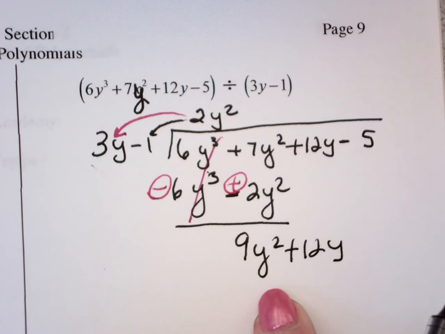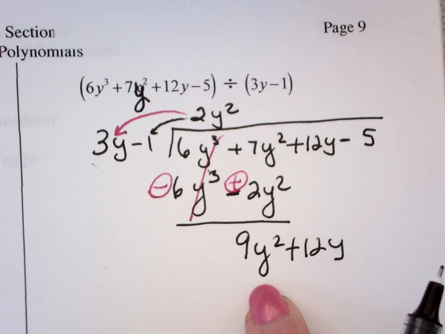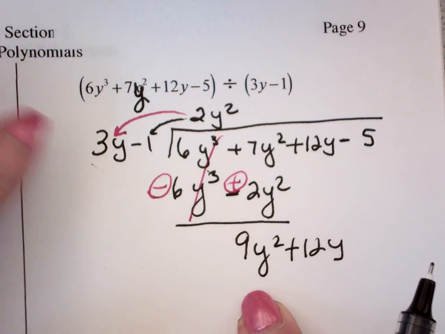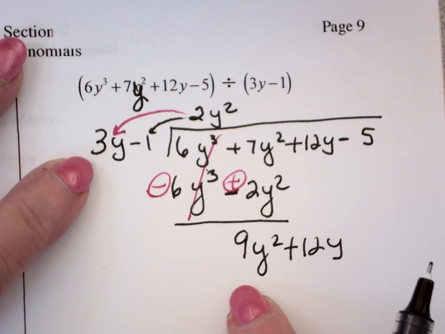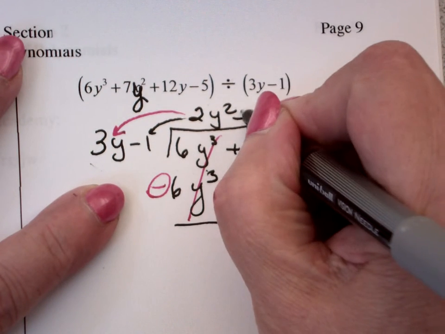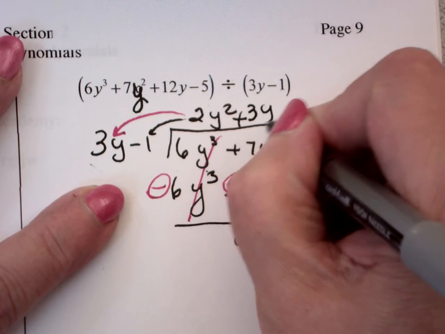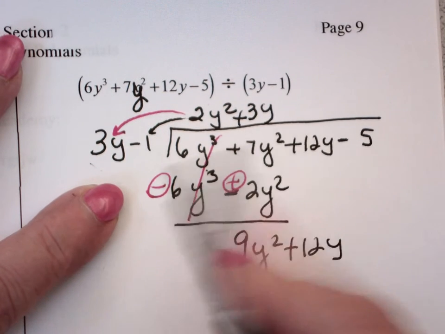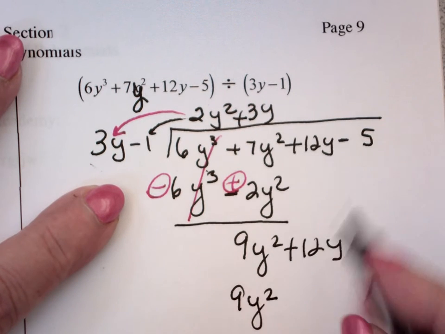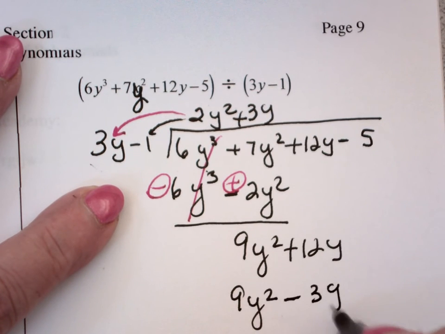If I've done it correctly, every one of these leading terms that's coming down is going to be a multiple of 3, because otherwise I'd end up with a fraction. And 9 is a multiple of 3, so we're in good shape. What do I multiply 3y by to get 9y squared? You'd say plus a 3 and a y. So 3y times 3y is 9y squared. 3y times minus 1 is minus 3y.